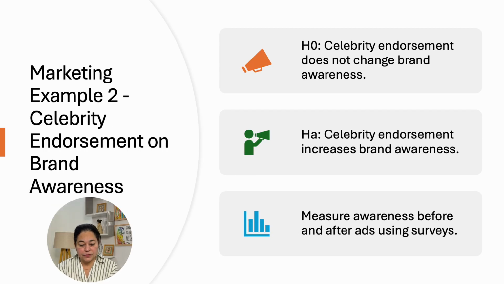Another clear example could be, suppose you want to know whether celebrity endorsements really boost brand awareness for your product. So in this case, you can test the impact of celebrity endorsements. Now what can be my null and alternate hypothesis? Similarly, the null is that a celebrity endorsement does not change brand awareness, and the alternate would be that a celebrity endorsement increases the brand awareness.